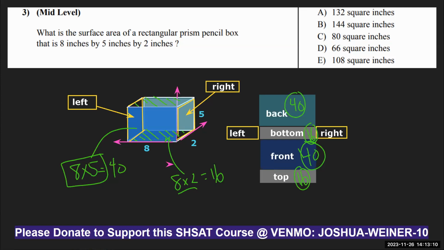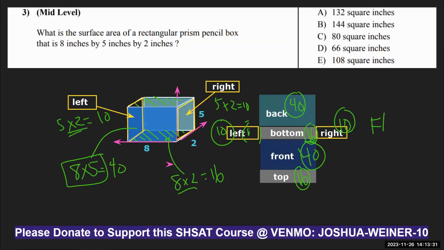The left face is 5 units tall and 2 units deep. So that's 10 units, and so is the right side. It's also 5 by 2, which is 10. So here is our quick map of the surface area of all 6 sides.